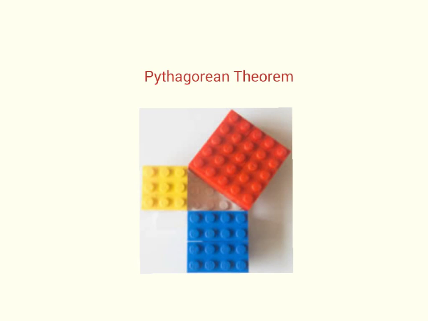Today our lesson is about the Pythagorean Theorem. On the front here we have a Lego representation of the Pythagorean Theorem being proved. We have a 3 square, a 4 square, and a 5 square, and it represents our Pythagorean Theorem.